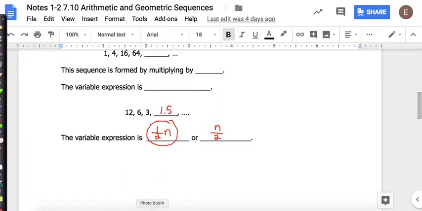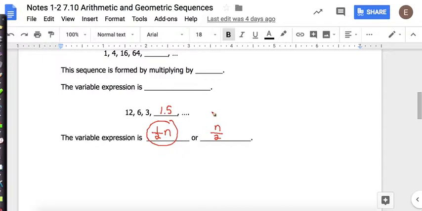So let's talk about some others here. Divide by 2 is the same as multiplying by 1/2. Divide by 3 would be the same as multiplying by 1/3. Divide by 5 would be the same as multiplying by 1/5. So you see the pattern going on here.